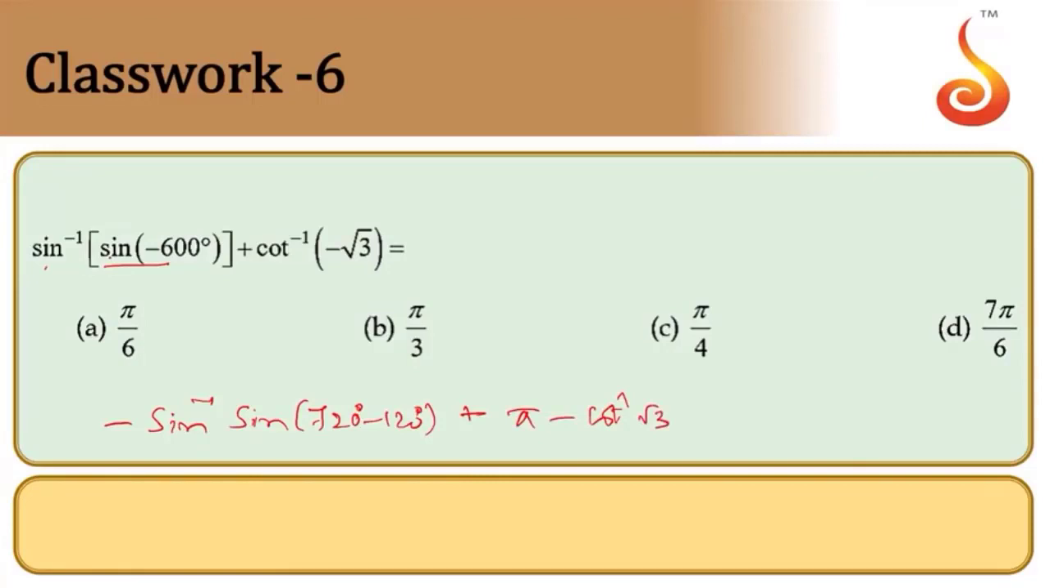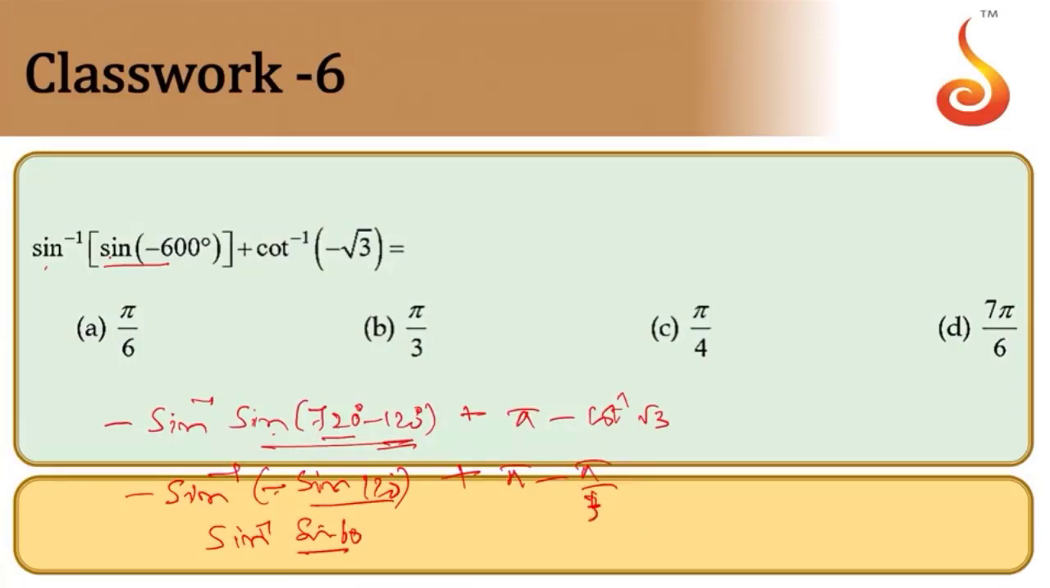Pi minus cot inverse of root 3. But sin inverse of sin 720 minus comes under the fourth quadrant, where sin is negative, so you get minus sin. So minus of sin inverse of minus sin 120. Sin 120 is the same as sin 60, therefore we'll be getting sin inverse of sin 60. And therefore this is pi plus pi minus pi by 6. And this is pi by 3.